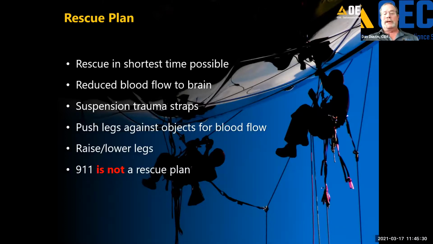911 is not a rescue plan. I have to have a rescue plan in place that allows me to use existing resources wherever possible. So it may be that I've got a lift available that I can reach them, or I can get a ladder up under them. If I have to rely on 911, you need to make very, very certain that the fire department is capable of performing high angle rescue. There are a lot of them that don't.